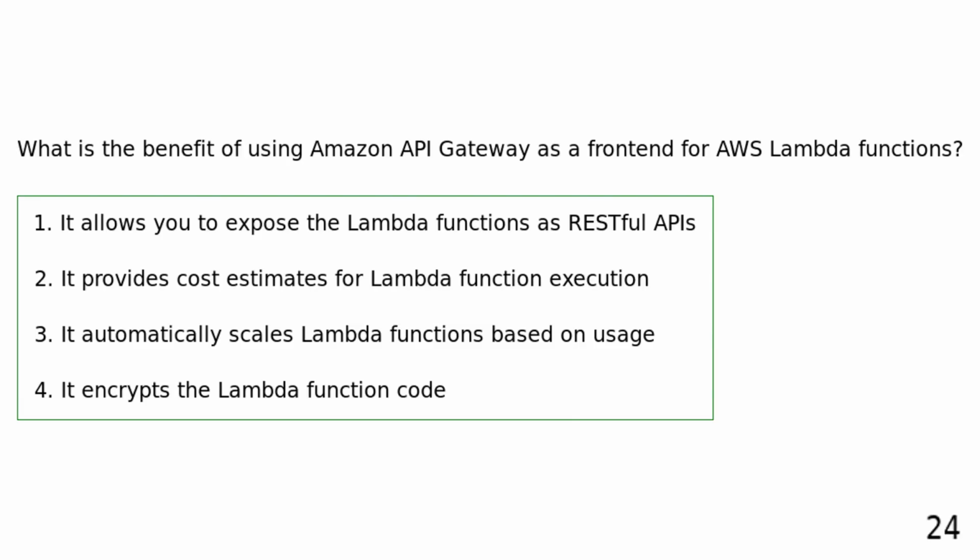What is the benefit of using Amazon API Gateway as a front-end for AWS Lambda functions? It allows you to expose the Lambda functions as RESTful APIs. It provides cost estimates for Lambda function execution. It automatically scales Lambda functions based on usage. It encrypts the Lambda function code.